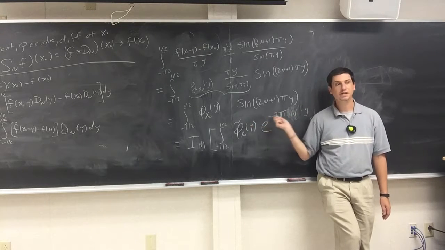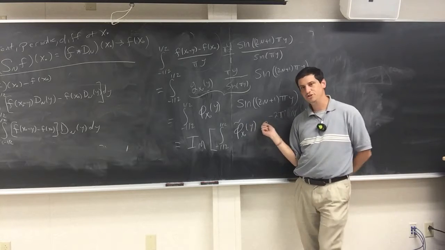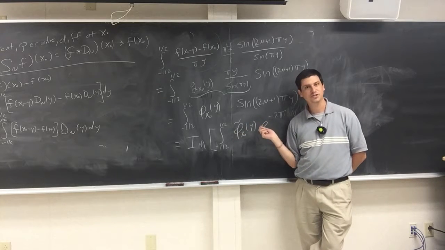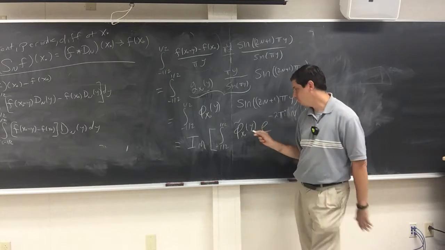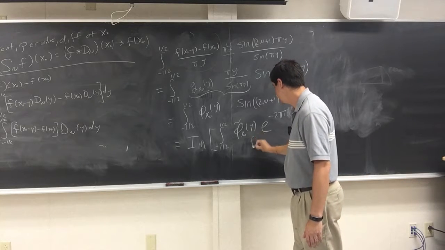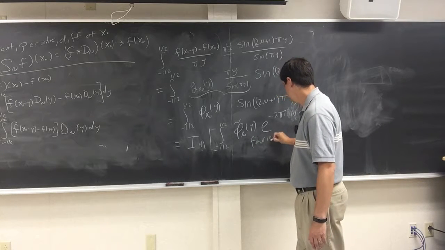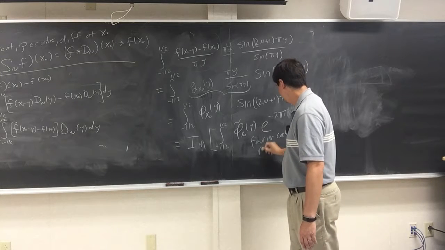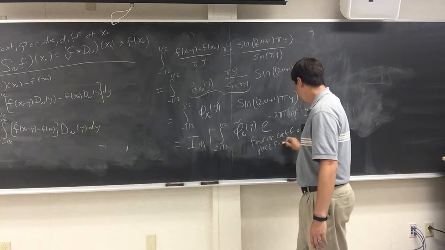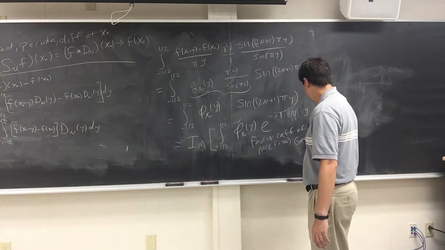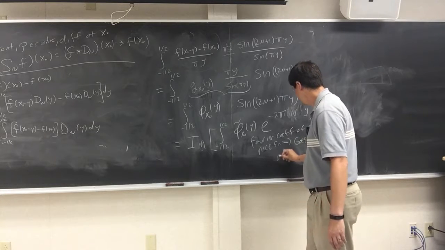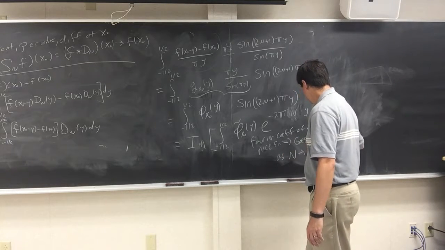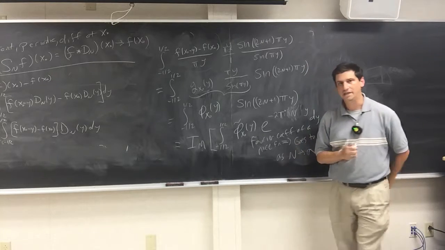Now we use the Riemann-Lebesgue lemma, that the Fourier coefficients of a nice function tend to 0. So by the Riemann-Lebesgue lemma, this is a Fourier coefficient of a nice function. Therefore, it goes to 0 as n goes to infinity. And that completes the proof.